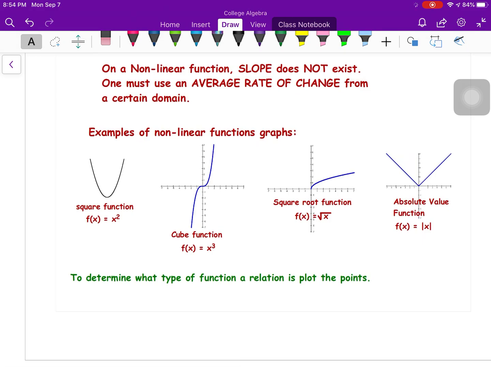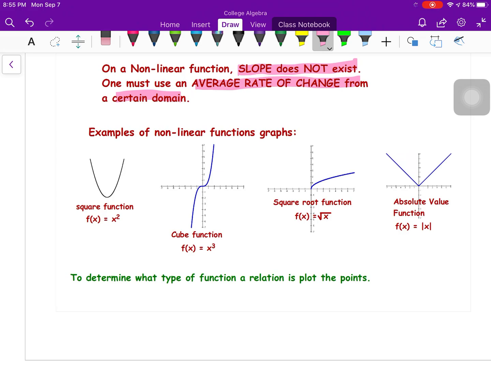All nonlinear functions do not have slope. Instead, we compute an average rate of change over a certain domain. It means we will pick any 2 x values and compute their y value, and then I will have 2 points that I can find the slope between. But it is always a curve when you are finding an average rate of change.